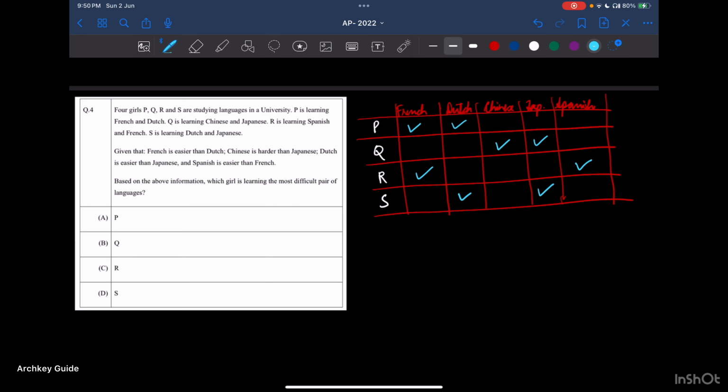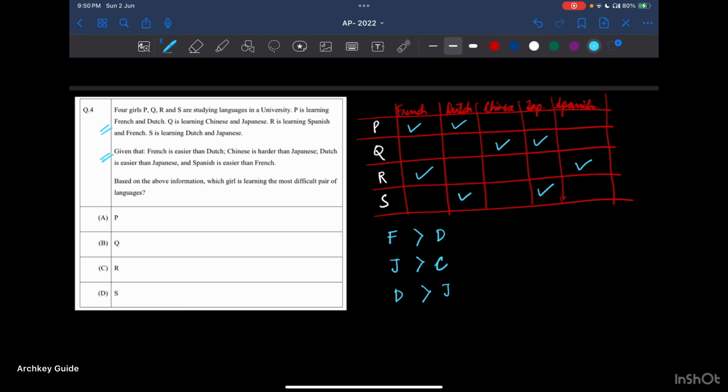So there's another condition given. French is easier than Dutch. Chinese is harder than Japanese, which means Japanese is easier than Chinese. Third, Dutch is easier than Japanese.